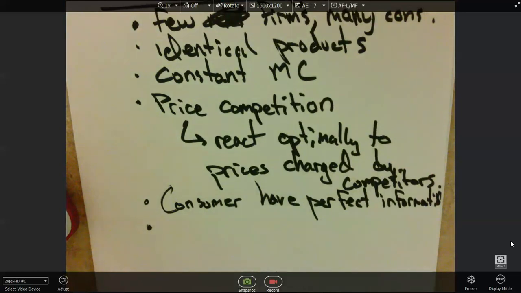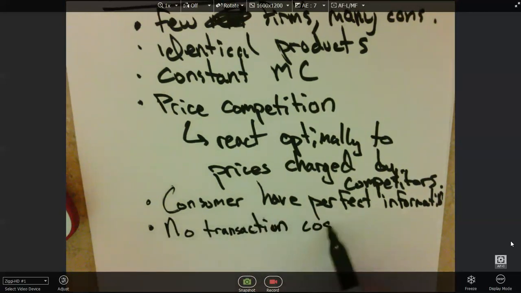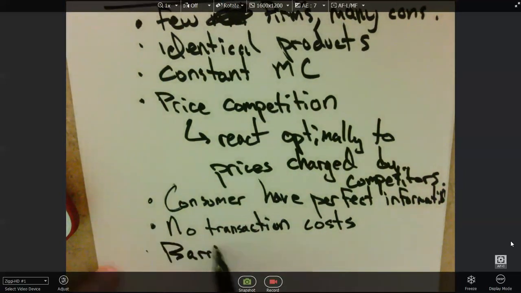All right, and then what's the last part? We've got no transaction costs. So this is the most bullshit assumption of all. Even if there's no transaction costs, it takes time to do stuff. So time is a transaction cost, right? And the last one, of course, because it's an oligopoly, we've got barriers to entry.